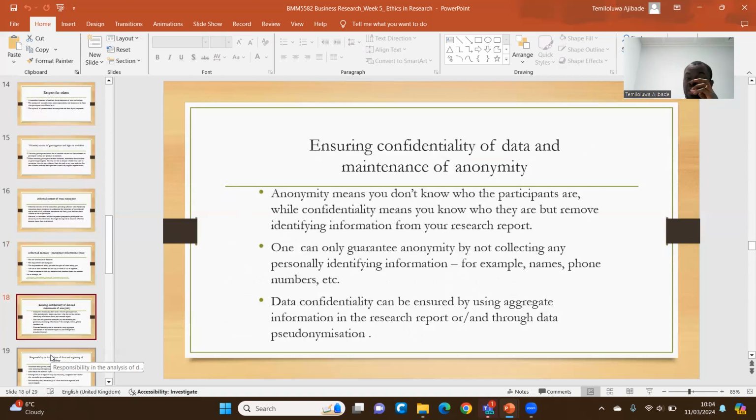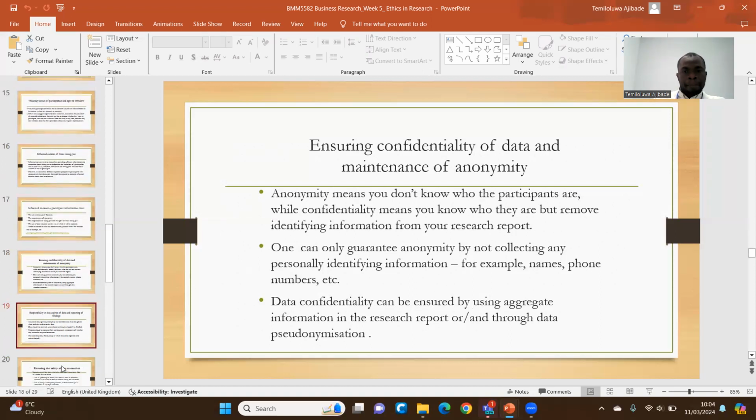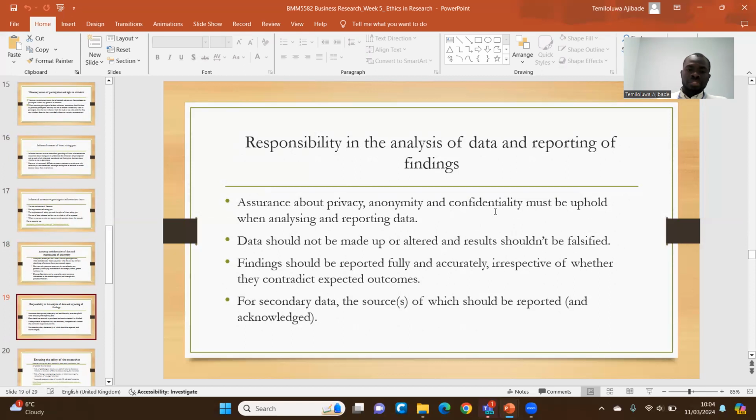So the next one is ensuring confidentiality of data and maintenance of anonymity. Some people, obviously, many of us, when we put ourselves in the position of a research participant, even though we want to participate to some extent, we want to be anonymous, and we want an assurance that our data would be dealt with confidentiality. And so this is something that every researcher must ensure, that there is confidentiality, and that, except otherwise stated by the participant, if that participant does not mind, you must maintain anonymity and confidentiality.